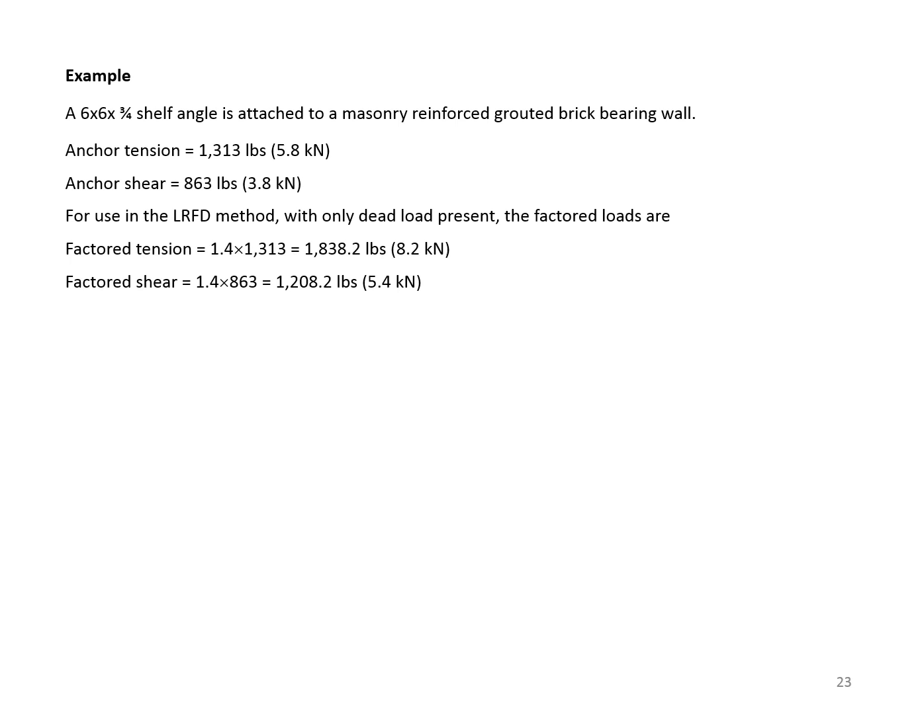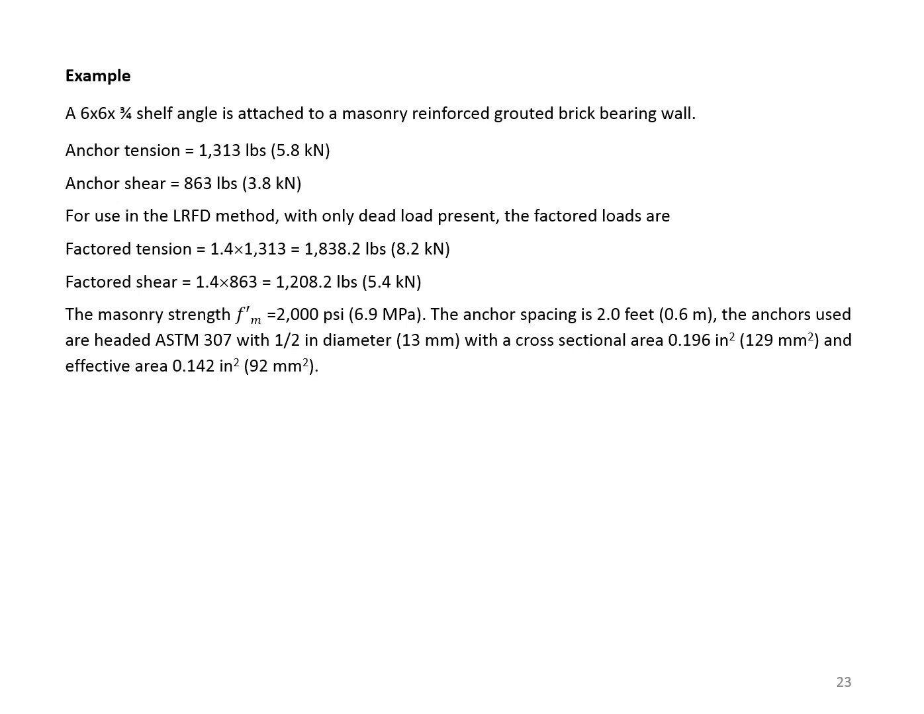If we want to use the LRFD method, because the dead load is the only load present, each of these values is multiplied by a load factor of 1.4. Therefore, the factored tension is 1,838.2 pounds. Factored shear is 1,208.2 pounds. We are assuming the masonry strength f'm is 2,000 psi.